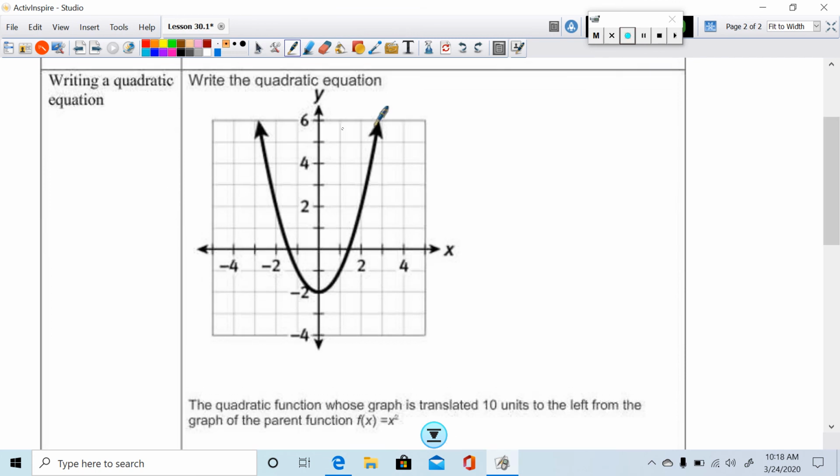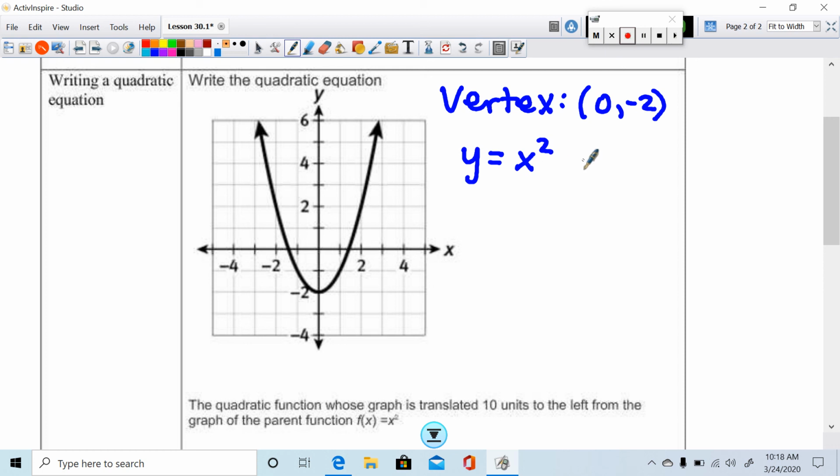Writing the quadratic equation, the vertex of the graph is the turning point, so that's 0, -2. So 0 for x, so that means you don't have anything with your x squared term, it's just x squared. And then the -2, you just put that down. So that's the equation for this graph.